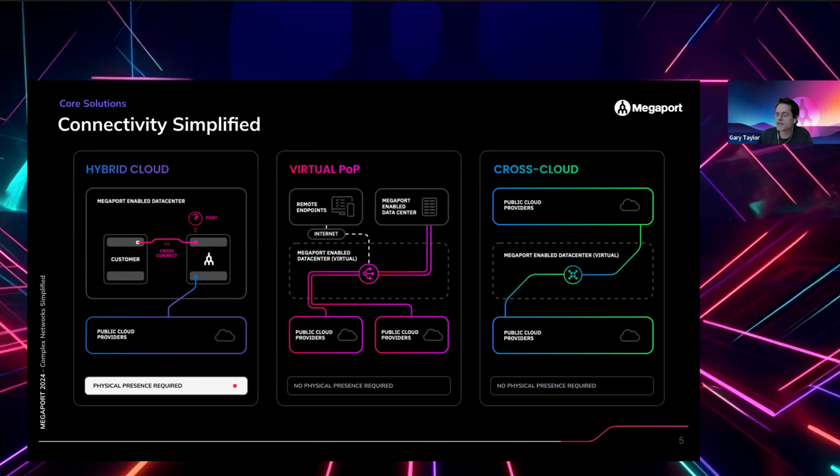Quick overview of the connectivity choices that are available. On the left, we have the hybrid cloud option, where you would connect from an on-prem location in a DC into a physical Megaport at 1 gig, 10, or 100. This will be part of the demo I'm showing later on.